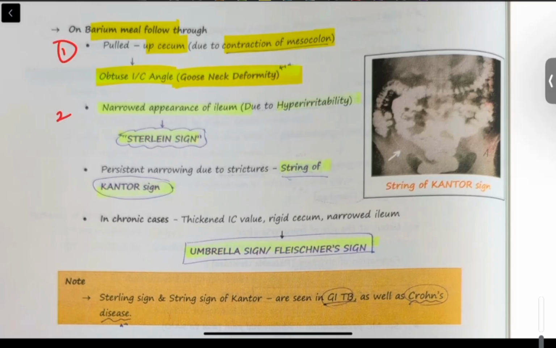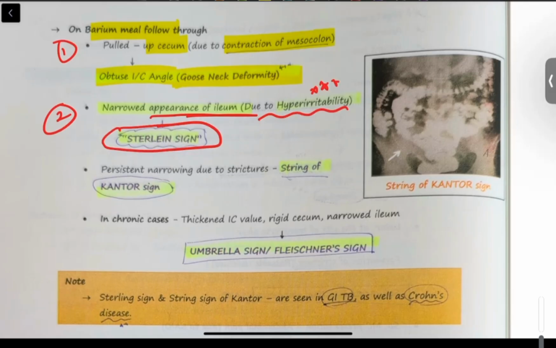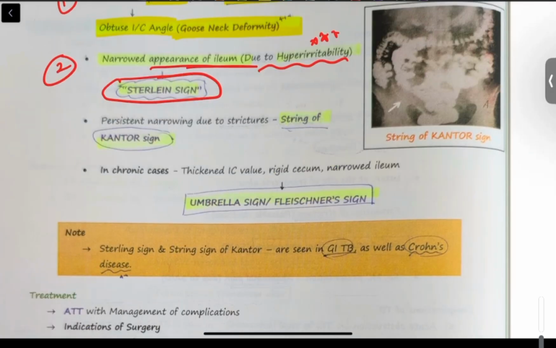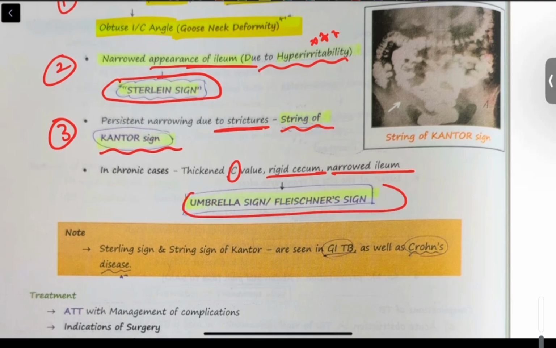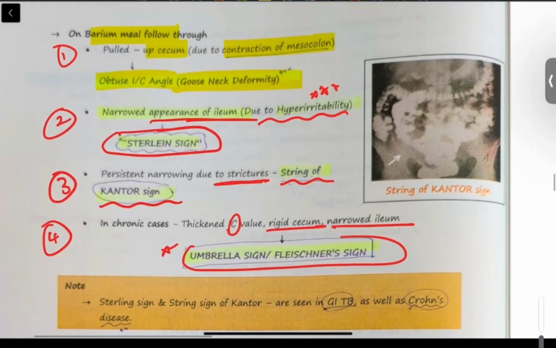Then the other feature being there will be narrowed appearance of ileum due to hyperirritability. Okay, and this sign is called as Stierlin sign. There will be persistent narrowing due to strictures, which is called as string of Kantor sign. So this is the third one. In chronic cases, if there is a thickened ileocecal valve, then rigid cecum and narrowed ileum, then that is called as umbrella sign or Fleischner's sign. Okay, this all can be seen on barium meal follow through.